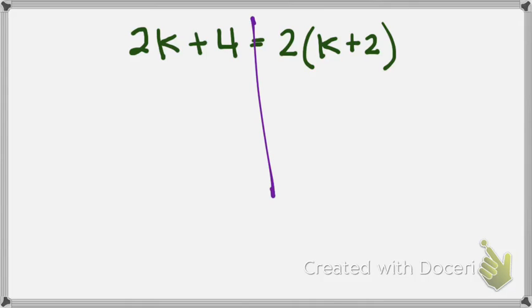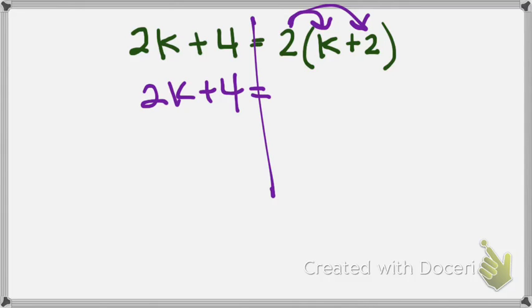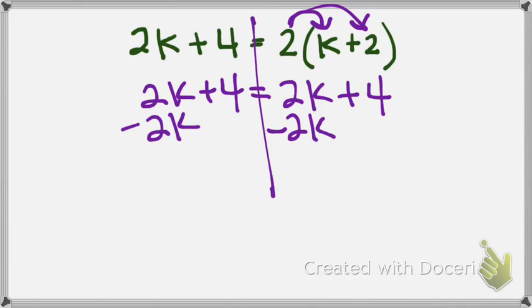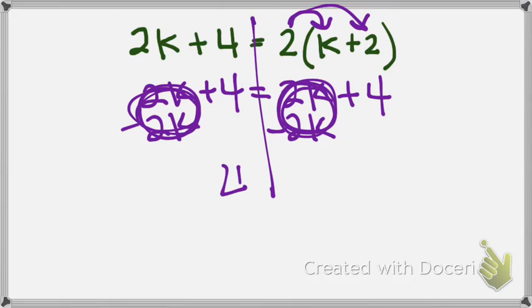All right. So here again, we're going to distribute. So we got 2k plus 4 equaling, well, 2 times k is 2k. 2 times 2 is plus 4. Well, we got the exact same thing on both sides, but I'm going to do what I normally do. So I'm going to get all my bombs on one side. If I have 2k here, I have to take them away. So I have 2k minus 2k, 0. 2k minus 2k, 0. Bring down the 4, bring down the 4.